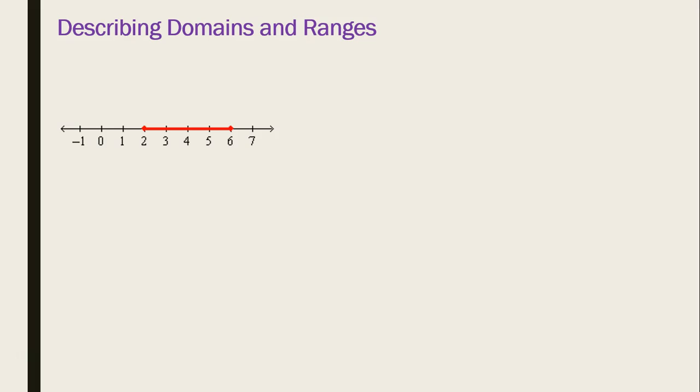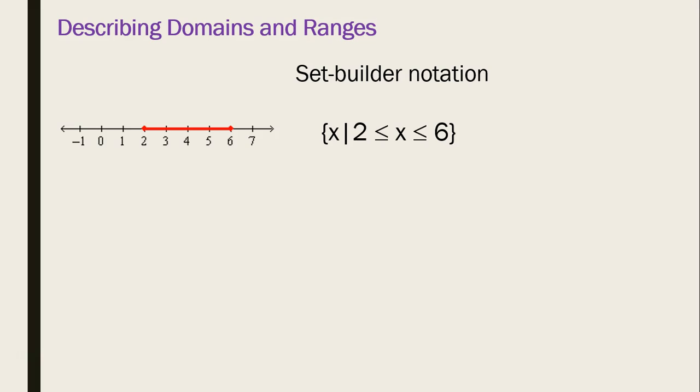But what if our domain or our range consists of a whole bunch of numbers, like all the numbers between 2 and 6, including the 2 and the 6? We can't list all of those numbers, so we're going to have to describe them a little bit differently. One way we can describe those numbers is by using what's called set builder notation. So in this case, we would say that all of those values that are shown in red are all the values between 2 and 6, including 2 and 6. So we would read this as the set of all x such that 2 is less than or equal to x, which is less than or equal to 6.